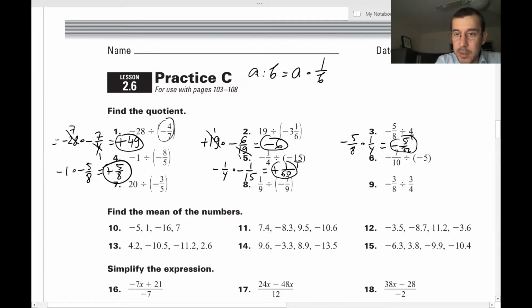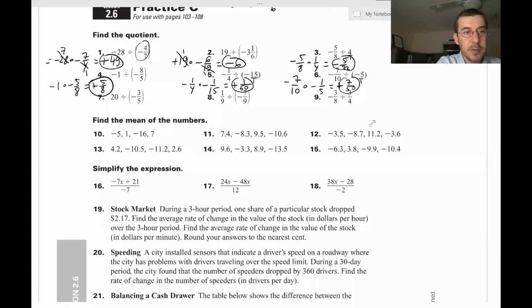Number 6, we have minus 7 over 10 times, this is minus 5 over 1, so minus 1 over 5. Minus times minus is plus, 7 times 1 is 7, 10 times 5 is 50, so 7 over 50. Next, number 7, 20 times minus 5 over 3, or this is plus times minus is minus.